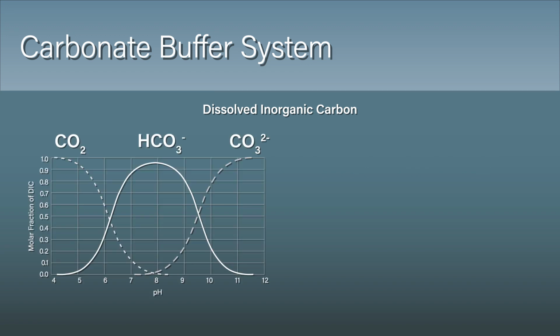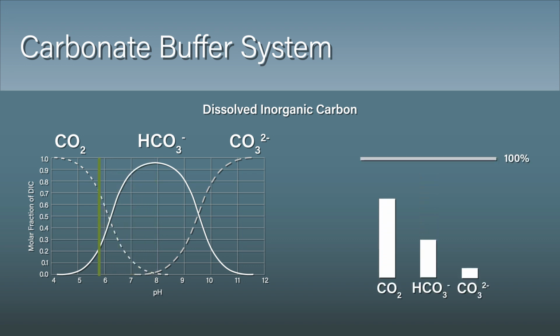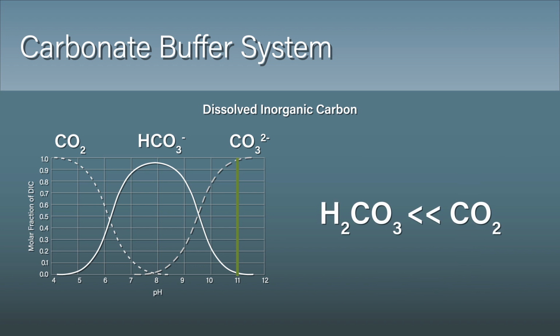The concentrations of individual species in the carbonate system are dependent on pH, with lower pH producing an abundance of carbon dioxide and higher pH environments dominated by carbonate. Because carbonic acid tends to dissociate, its presence in the aquatic system is negligible compared to carbon dioxide and is not represented on these plots.